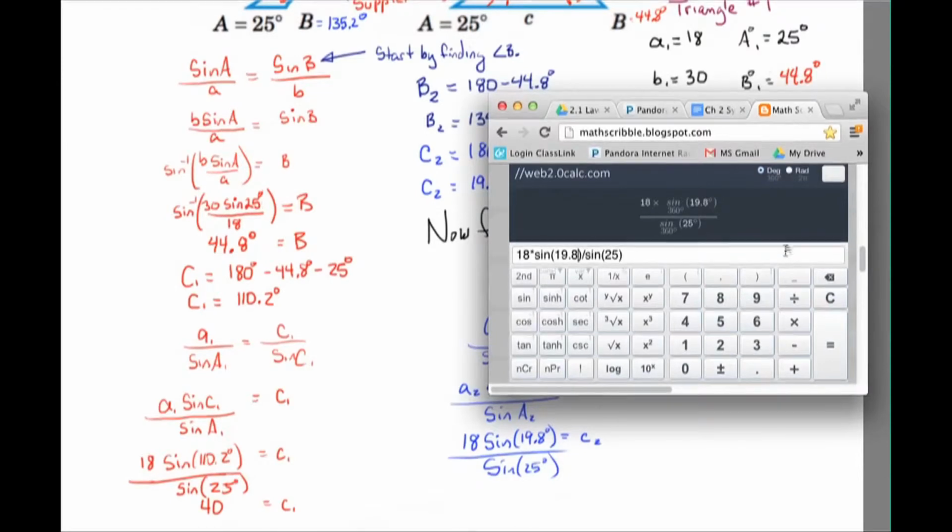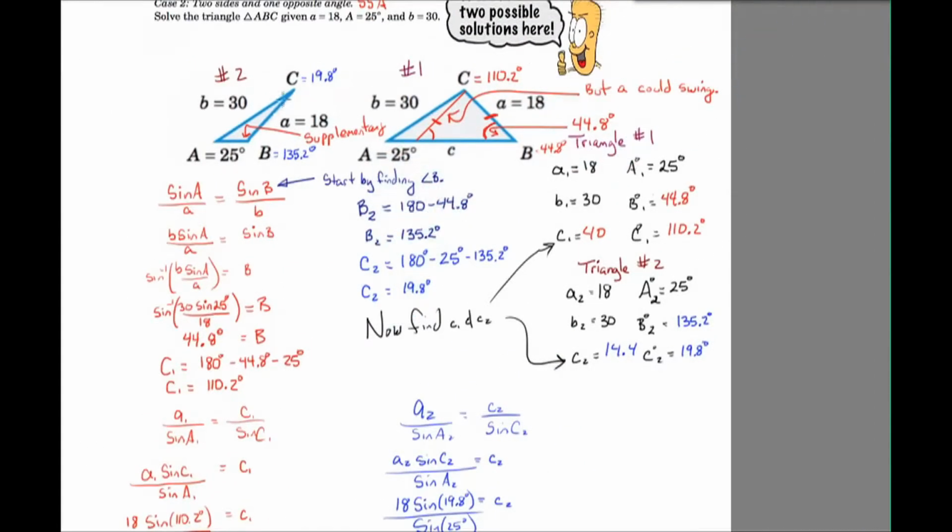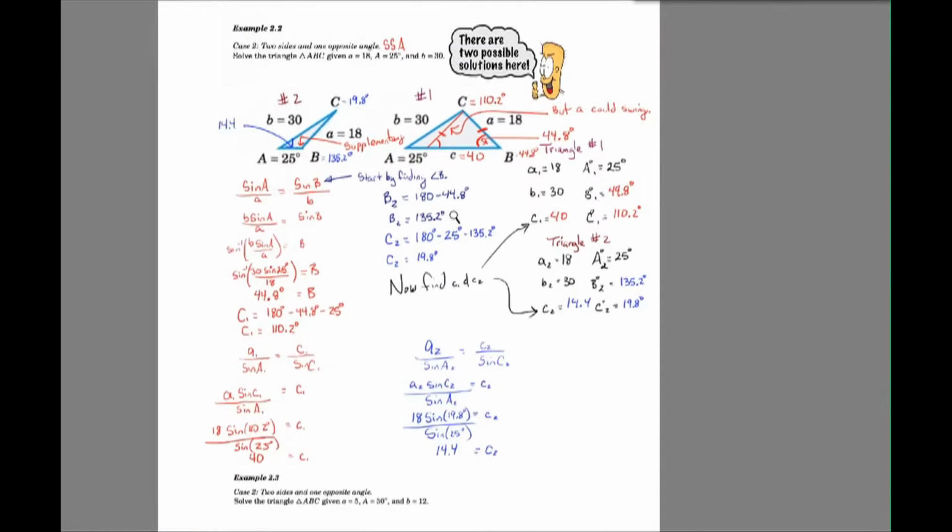So we don't always get ambiguous triangles for side-side-angle, but in this case, because side A is smaller than side B, we end up getting that swinging side that could give two possible answers.